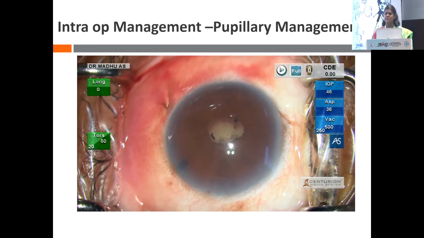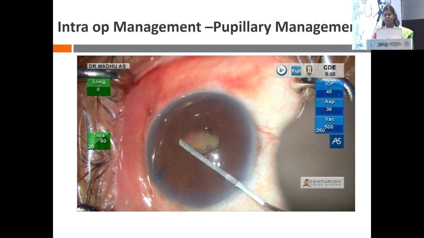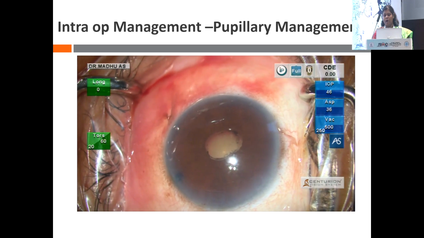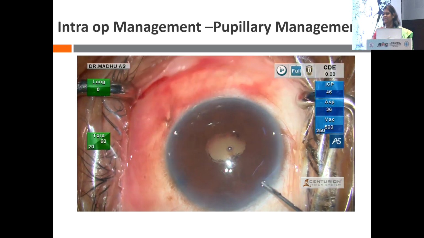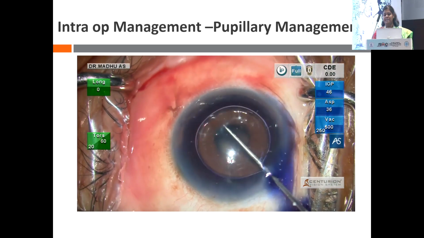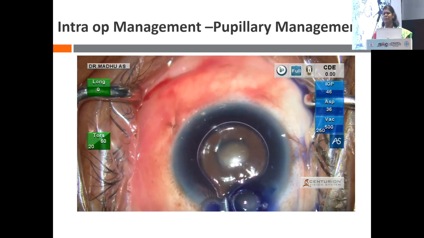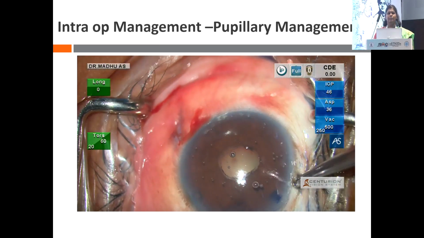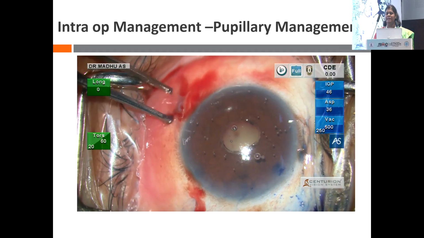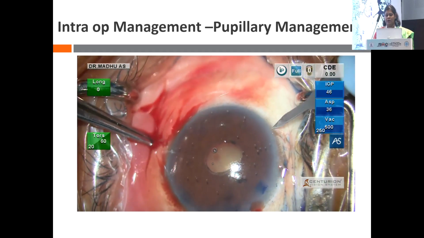So you can introduce a cyclospatula through a side port made in a quadrant opposite to the posterior synechiae and sweep it across to break the synechiae between the iris and the anterior lens capsule. This pupil can be further stretched manually using 2 Hoagland's hooks. You can push the iris in the horizontal and vertical meridian 180-degree apart to stretch the pupil.